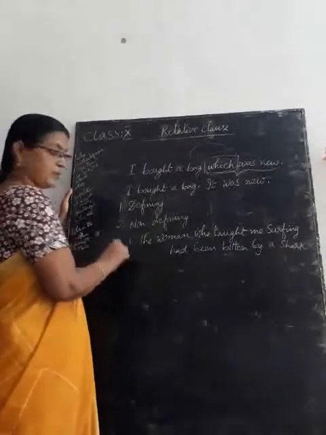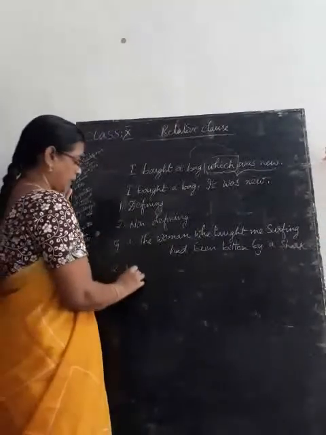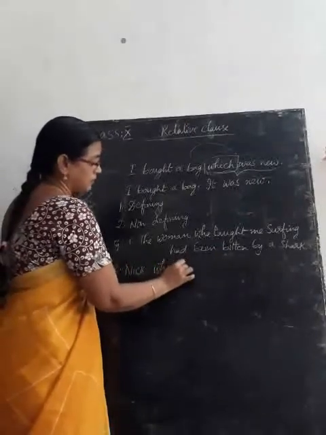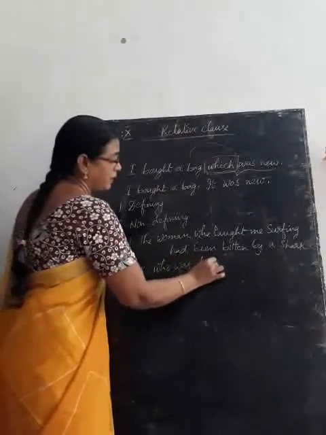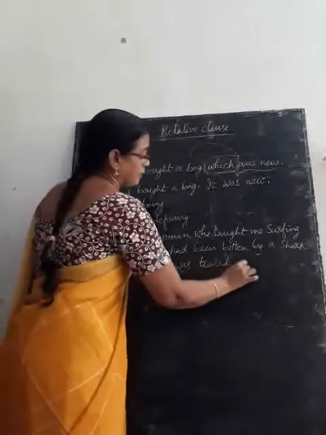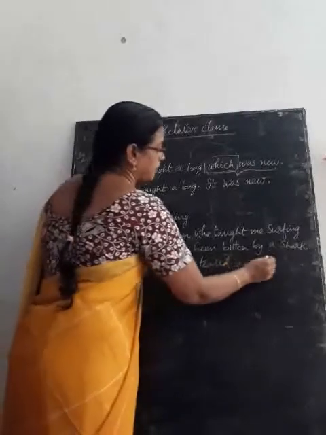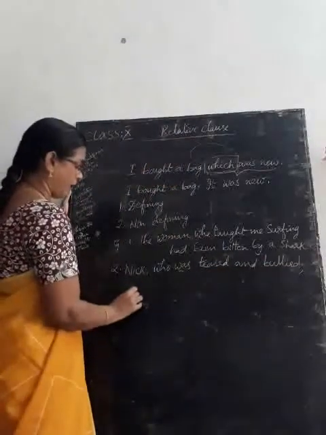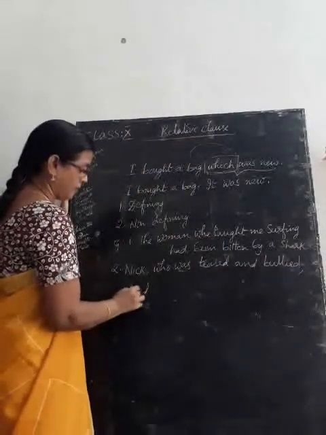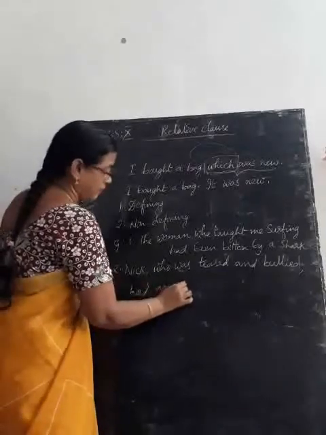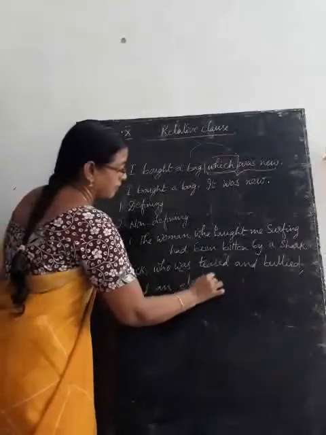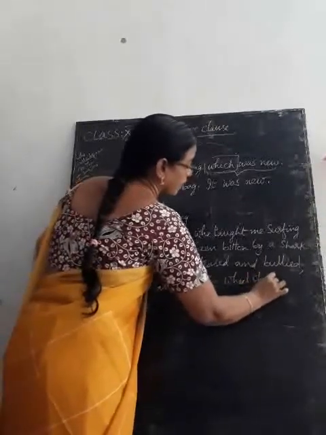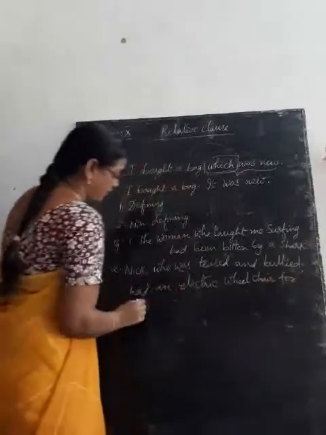See another example. Nick, who was teased and bullied, had an electric wheelchair for mobility.